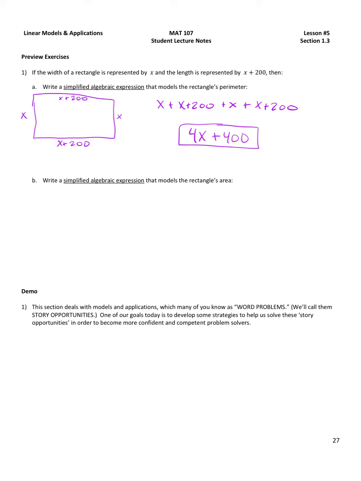And then we want to write a simplified algebraic expression that models the rectangle's area. And area is length times width. So it's going to be x times x plus 200. That is my length times my width. Distribute the x to make it simplified, and we have x squared plus 200x.